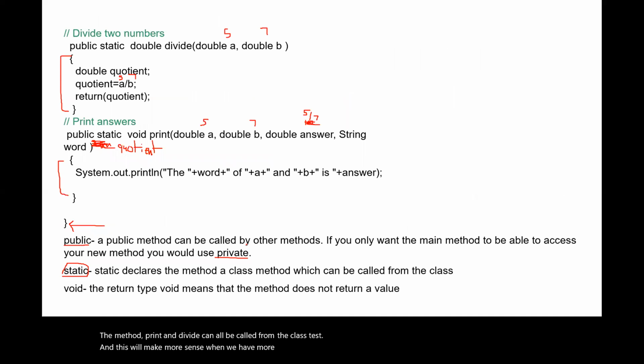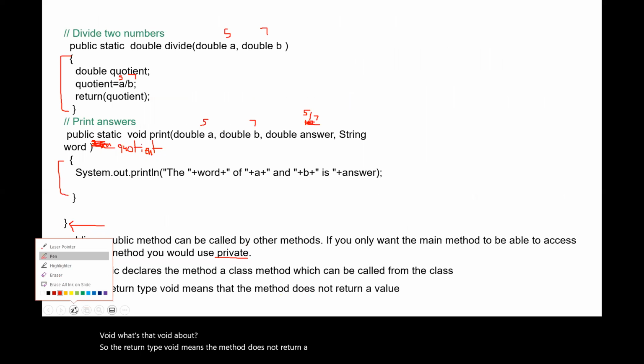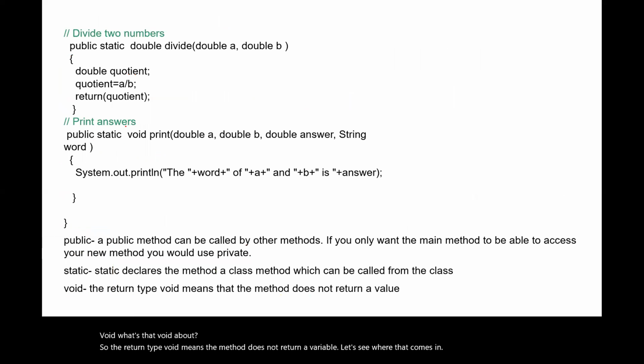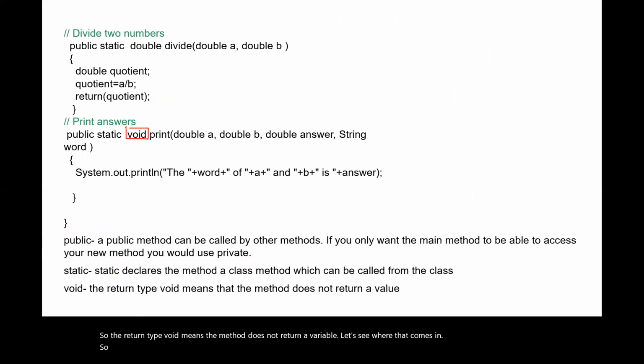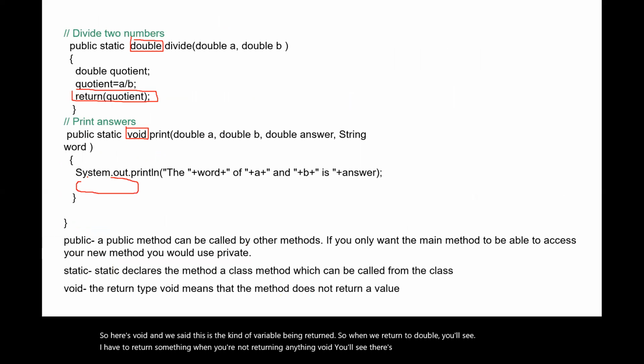Okay, what else? Void. What's that void about? So the return type void means the method does not return a variable. Let's see where that comes in. So here's void, and we said this is the kind of variable being returned. So when we returned a double, you'll see I have to return something. When you're not returning anything, void, you'll see there's nothing here. Nothing is being returned, and we just have to tell the compiler this is void.